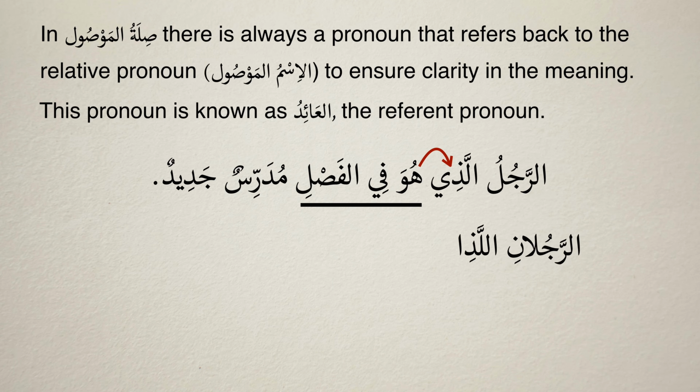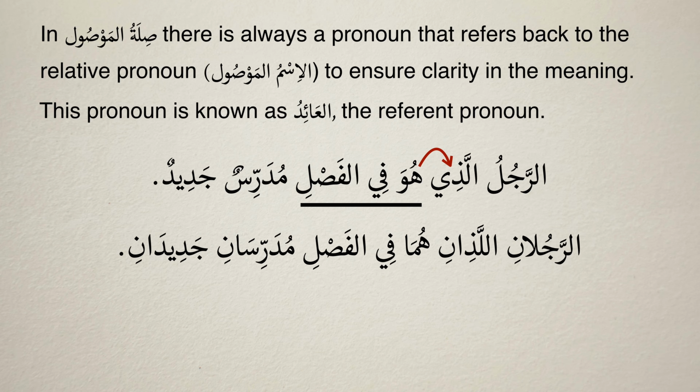Next example, الرجلان اللذان هما في الفصل مدرسان جديدان. This is an example for a dual noun, and it means the two teachers that are in the classroom are new teachers. Here, هما في الفصل is صلة الموصول, in which هما is ضمير عائد, referring back to اللذان.